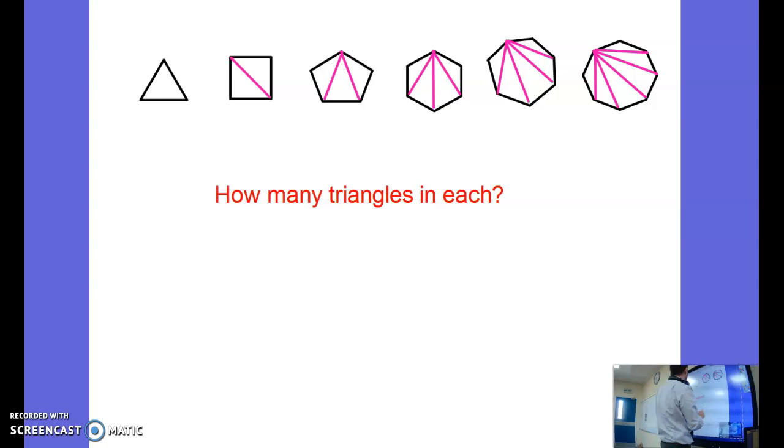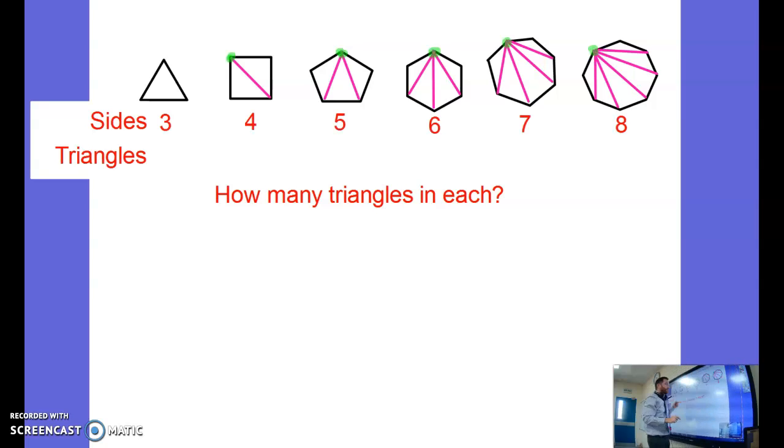So, when I take one point and join it to all the others, you can see how many I get. Well, with the 3-sided shape, the triangle, I got 1 triangle. With the 4-sided shape, I got 2 triangles. With the 5-sided shape, there are 1, 2, 3 triangles. Here there's 1, 2, 3, 4. You'll probably spot a pattern here. 1, 2, 3, 4, 5 triangles. 1, 2, 3, 4, 5, 6 triangles.